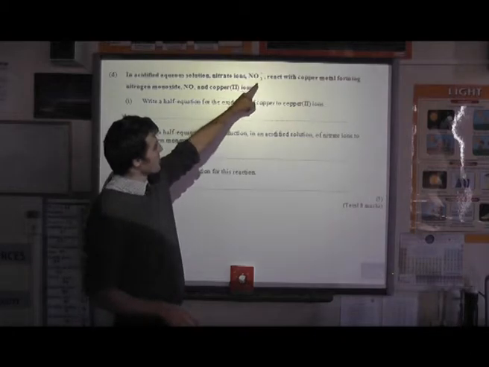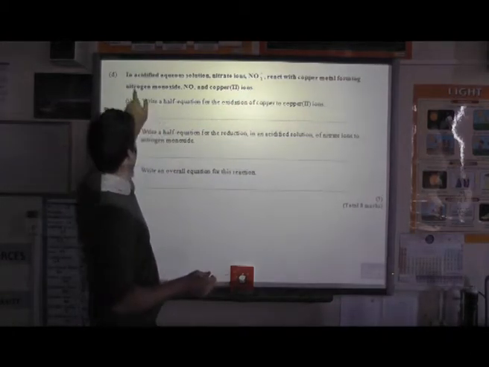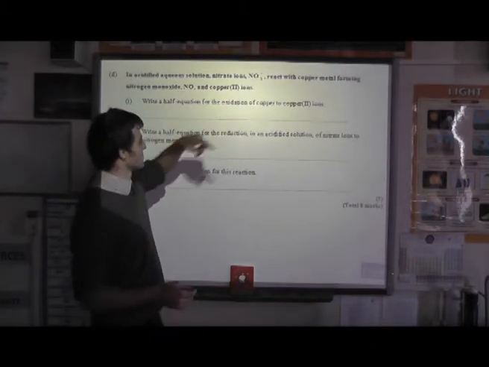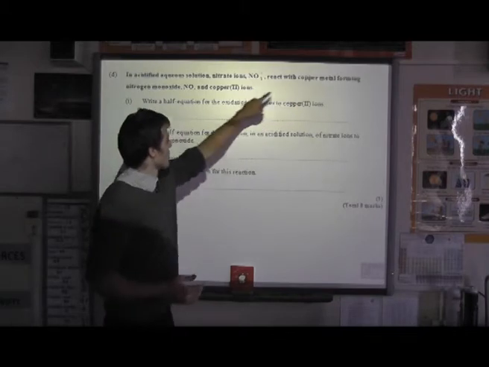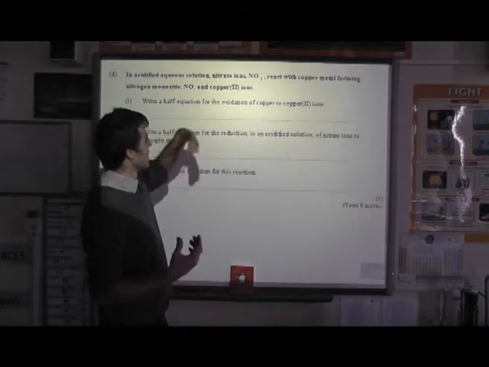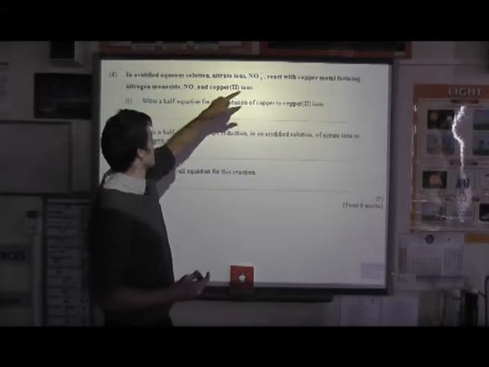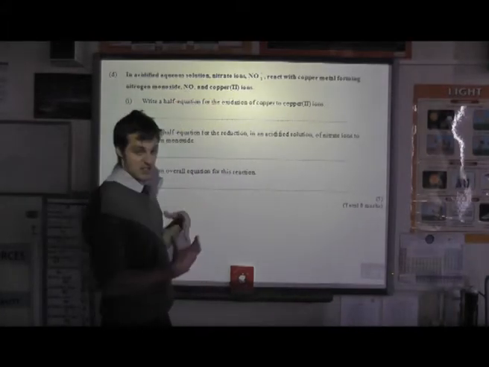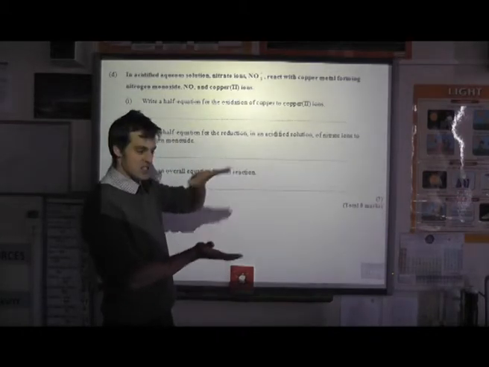Nitrate ions, which are NO3 minus, react with copper metal, so that's just Cu itself, forming nitrogen monoxide and copper 2 ions. Okay, so there's one reaction here where copper is going from copper to copper 2 plus, a half equation, and the other half equation is going to be nitrate going to nitrogen monoxide and some other things. Okay, so we split it into two, sort out what the electron change is, and then put them into one.